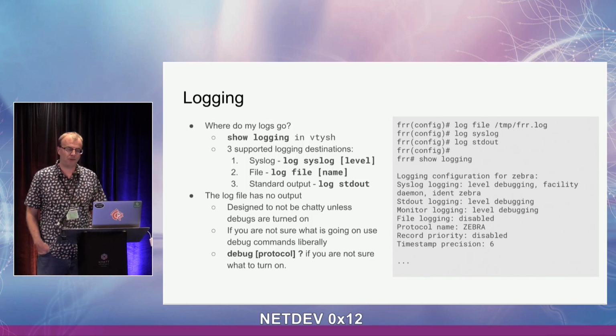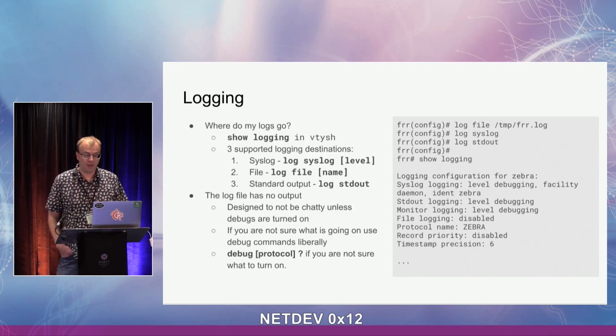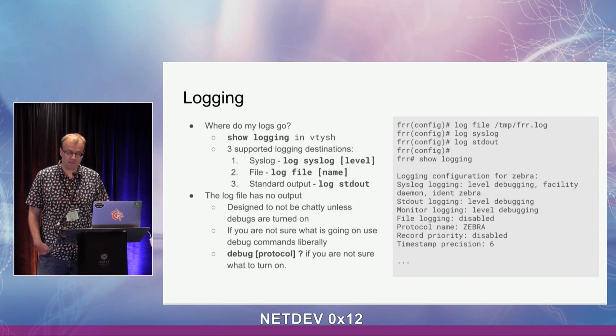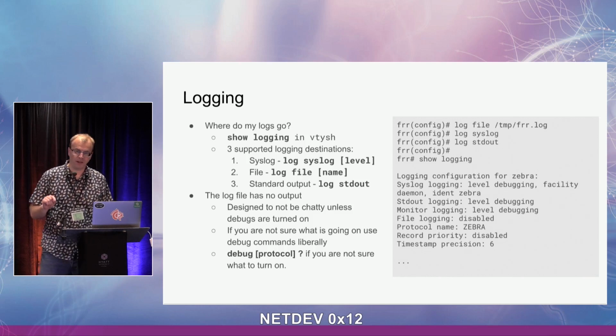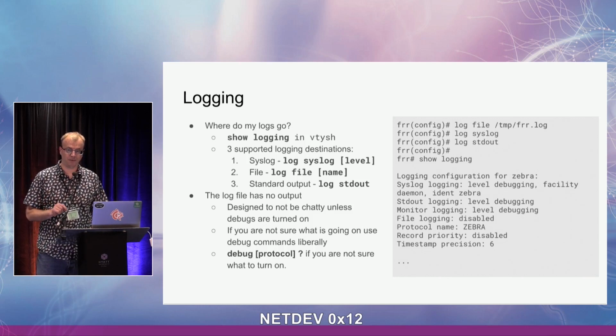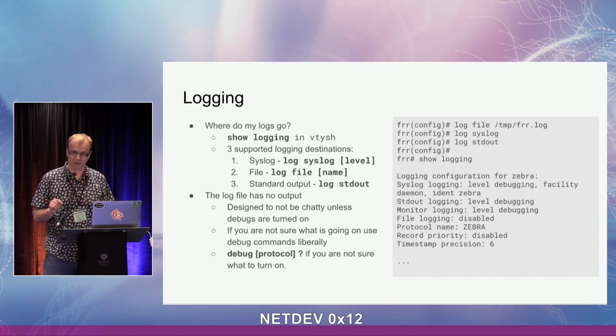Typically, one of the first things that people ask me after they've got it up and running is, what the heck's going on? Where did my logging go? That's been one of the harder points to get across. If you're not sure where your logging is going, type show logging inside of vtysh, and it will tell you where each daemon thinks it's sending its output to. It's actually kind of important because people can't find it sometimes.